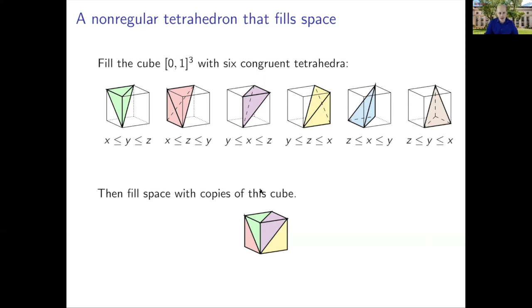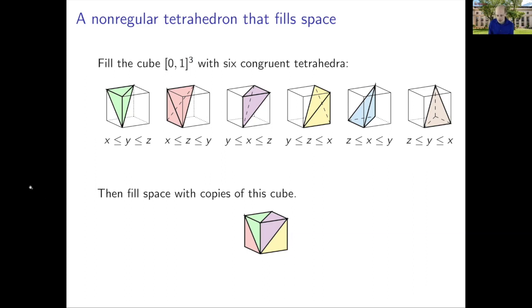And so at the end, you'll get a filling of the entire space by tetrahedra that are congruent to this original one. So this is a tetrahedron that does fill space. It's not a regular tetrahedron. I mean, you can see that some of these edges are longer than others. Like some of them are square root of 2 and some of them are only 1. And I guess there's one that's even square root of 3. But anyway, it's not regular, but you can fill space with it.